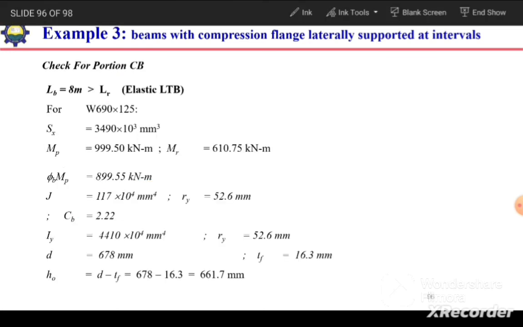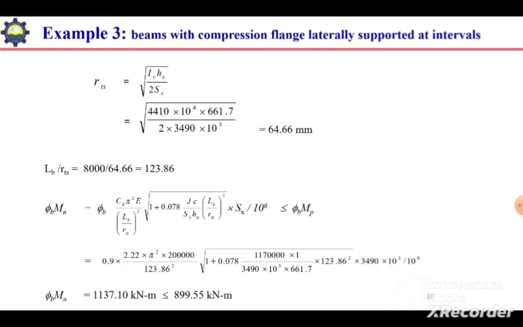Now we need to check for the portion CB. Here LB is equal to 8 meter, which is more than LR, which is 7.56. So it means we are in the elastic range, so there will be elastic lateral torsional buckling. Once there is elastic lateral torsional buckling, the moment capacity of the section will be Mn equal to Fcr times Sx, and Fcr is given by this formula: Cb pi square E over (LB over rts) squared, times the square root of 1 plus 0.078 Jc over Sx ho, times (LB over rts) squared. So this expression.